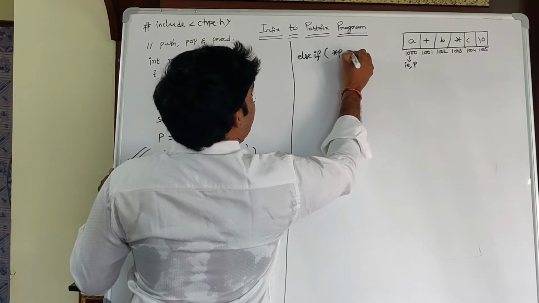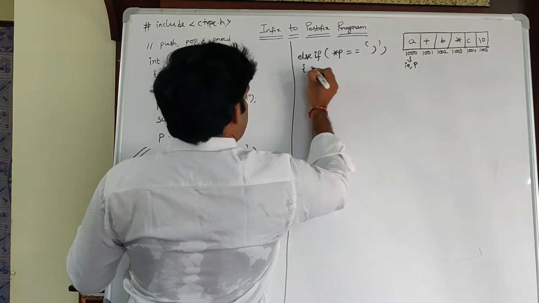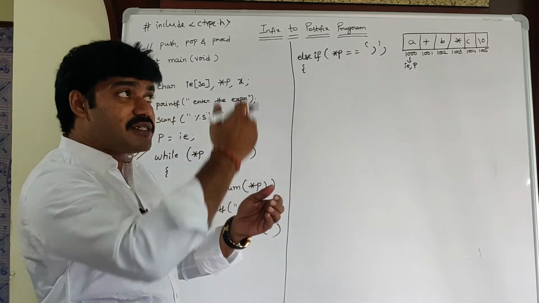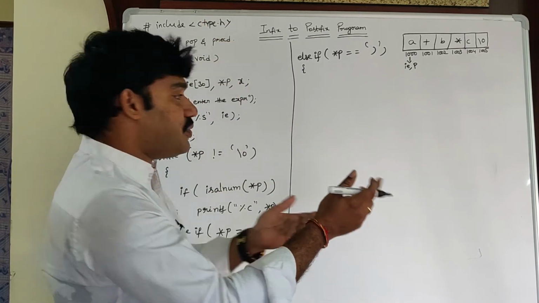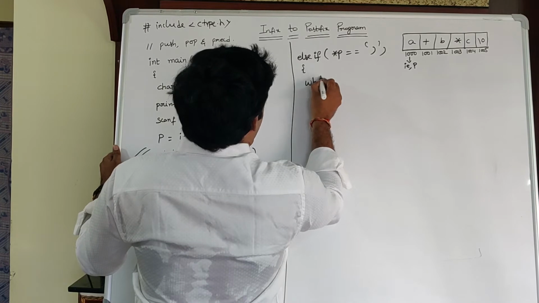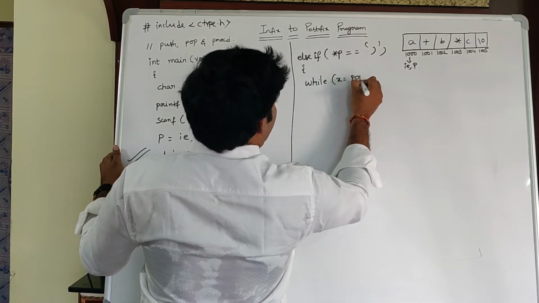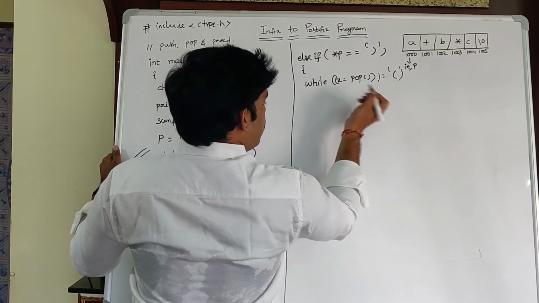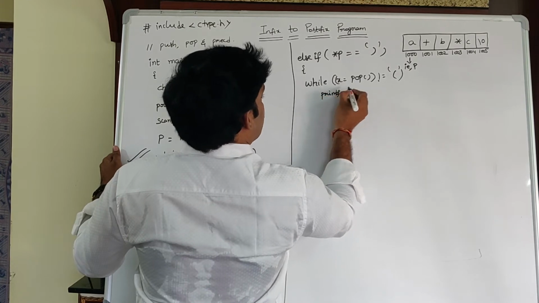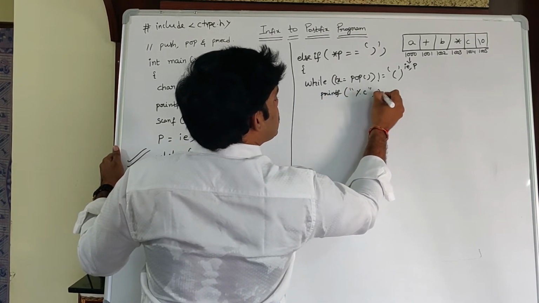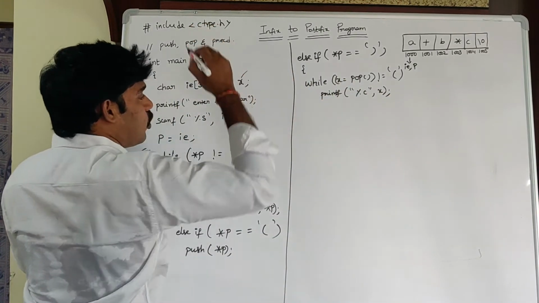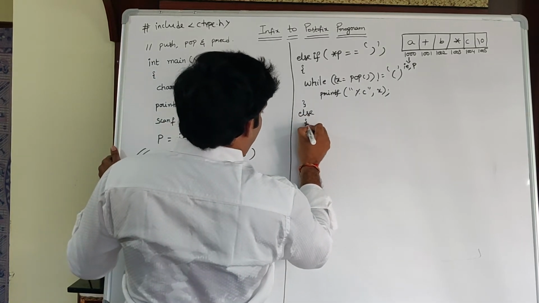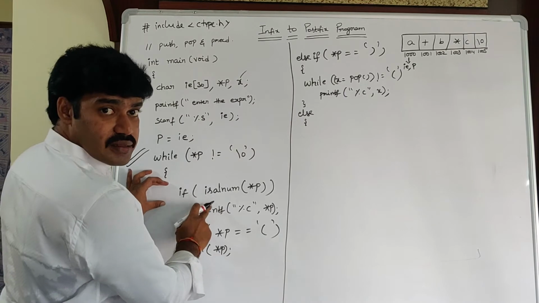it is the closing parenthesis. If it is the opening parenthesis, then push into the stack. If it is the closing parenthesis, then pop the elements up to the opening parenthesis and place them into the output array. So while x = pop() is not equal to the opening parenthesis, place into the output array. So printf("%c", x). For this purpose, I am declaring a local character variable x.